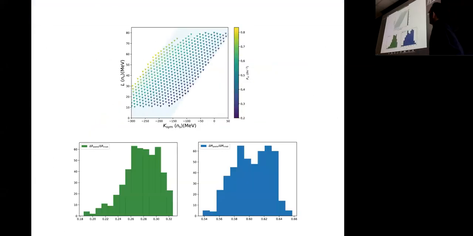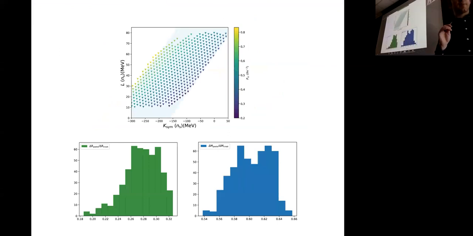Okay. So this is a plot of the slope of the symmetry energy versus the curvature. And every triangle here represents one of our Skyrme models. Right, so we populate this region here uniformly, and the shaded region here shows the region that is allowed by chiral effective field theory.